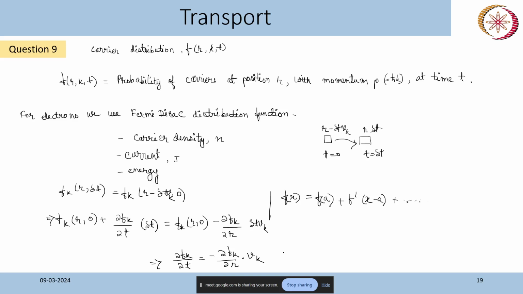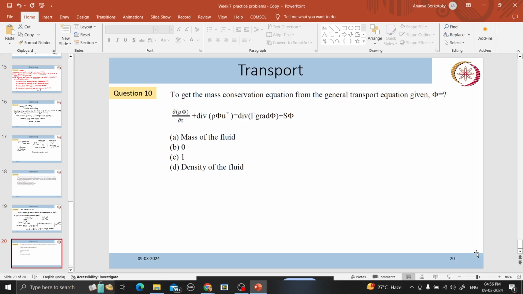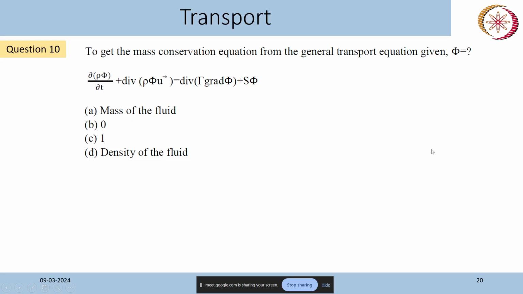Okay, we still have some time. Let's go through the last question quickly. This is the question: to get the mass conservation equation from the general transport equation given. So this is the general transport equation that is given. What will this phi term be? Will this term be replaced by the mass of the fluid?